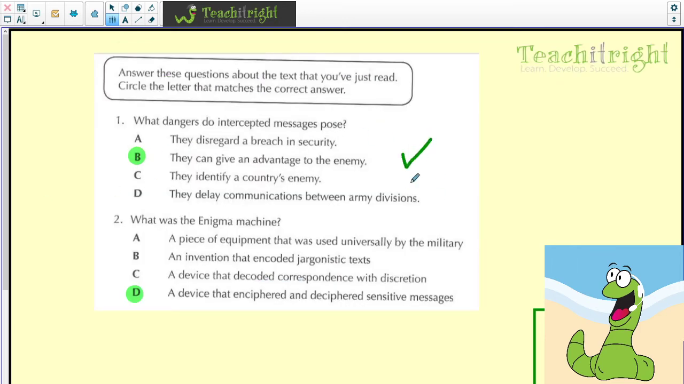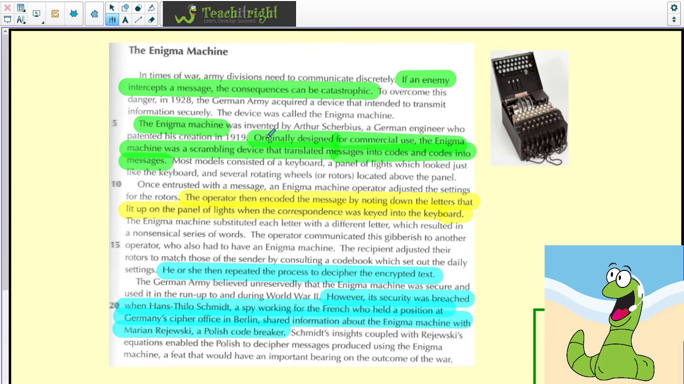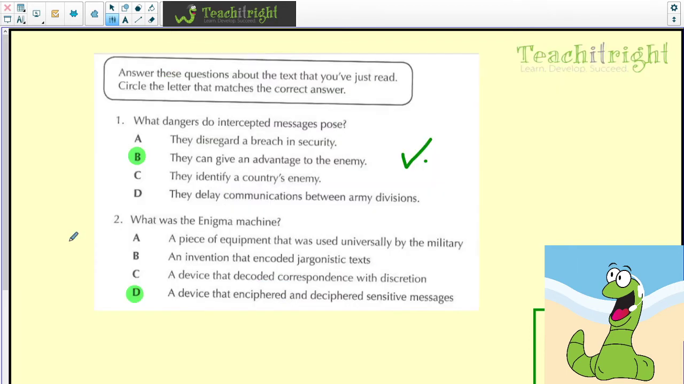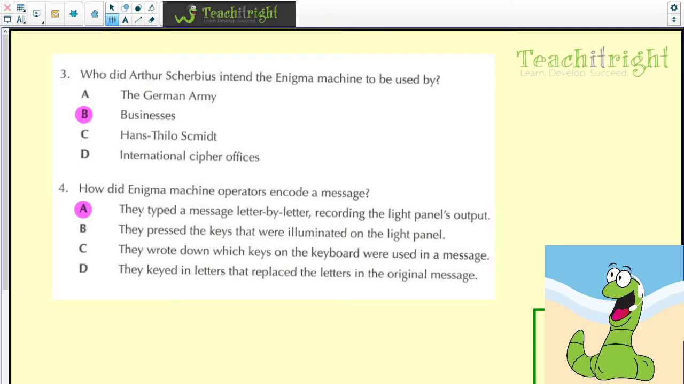So again, give it a tick if you got it right. If you got it wrong, just put a dot. You can always make sure you know why by looking back at the text. What was the Enigma machine? Well, it was a device that enciphered and deciphered sensitive messages, and it does tell you here, originally designed for commercial use, the Enigma machine was a scrambling device that translated messages into codes and codes into messages. So that's the answer D. And again, if you want to rule out the wrong ones, a bit like we did in the first comprehension, of course you can. It's always worth limiting your choices.